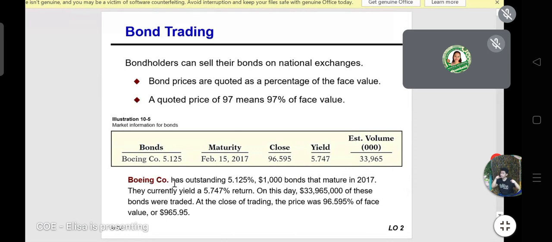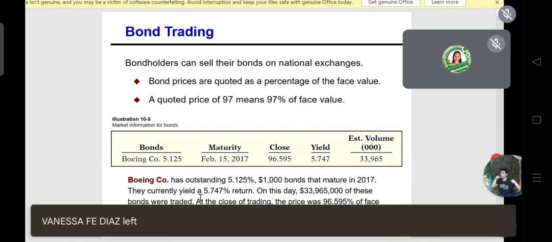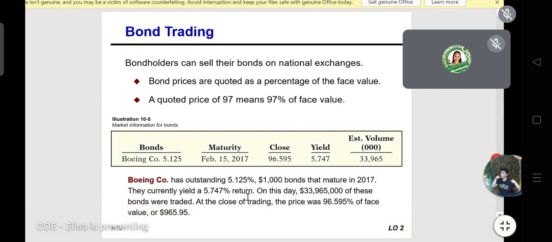So Boeing Company has outstanding 5.125% bonds that mature in 2017. They currently yield at 5.747 return. And then on this day, 33,965,000 in thousand volume of these bonds were traded. At the close of the trading, the price was 96.595% of face value or 965.95. So remember, ang face value is 1,000.